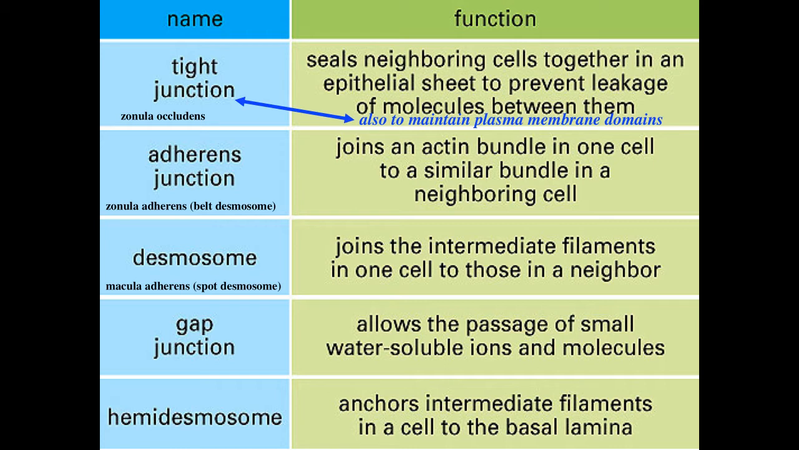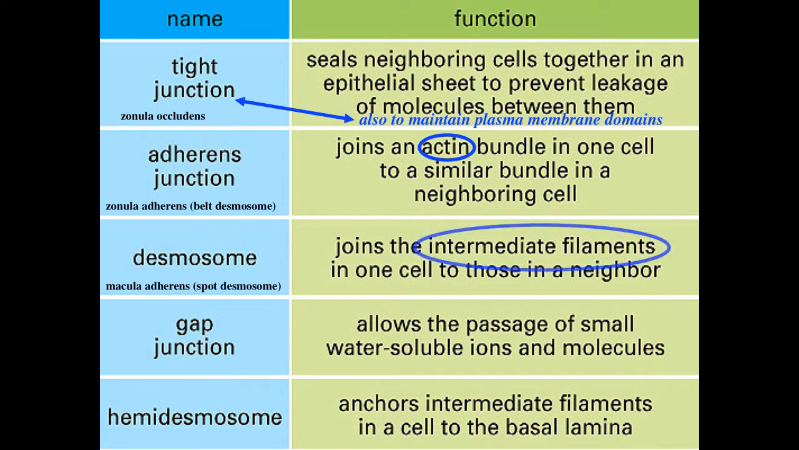The adherens junctions join an actin bundle in one cell to a similar bundle in a neighboring cell. So these junctions are actually binding the actin cytoskeleton from one cell to the actin cytoskeleton in another cell. So these junctions provide very strong structural integrity between cells. The adhering junctions, zonula adherens, are also known as belt desmosomes. On the other hand, the macula adherens or spot desmosome joins intermediate filaments in one cell to those in a neighboring cell.